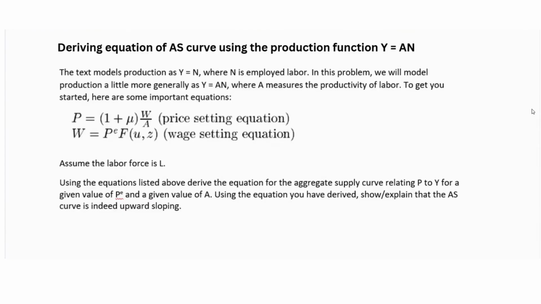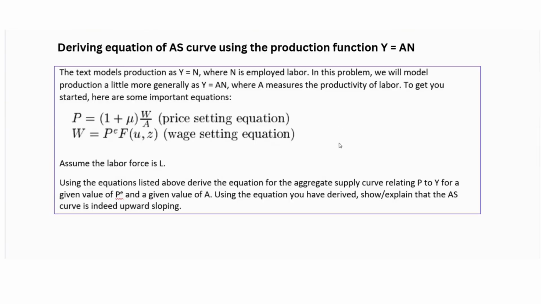Now we know that to derive the AS curve's equation, we need three things. We need the production function, which in this case is given to us as Y = AN instead of Y = N. We need the WS equation, and we need the PS equation. The WS equation is exactly the same as in the text: W = P^e F(u, z).